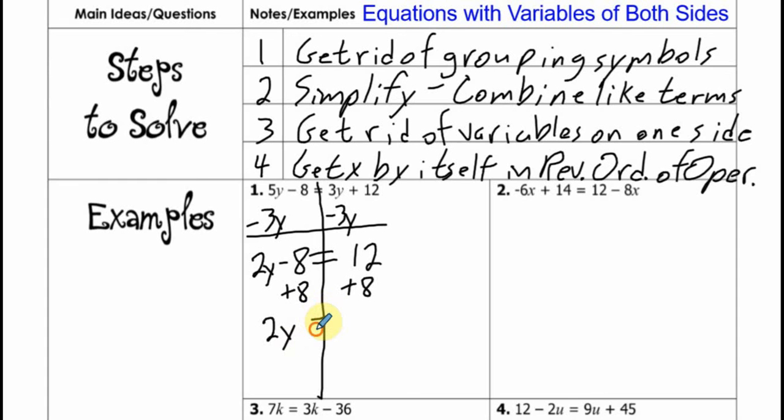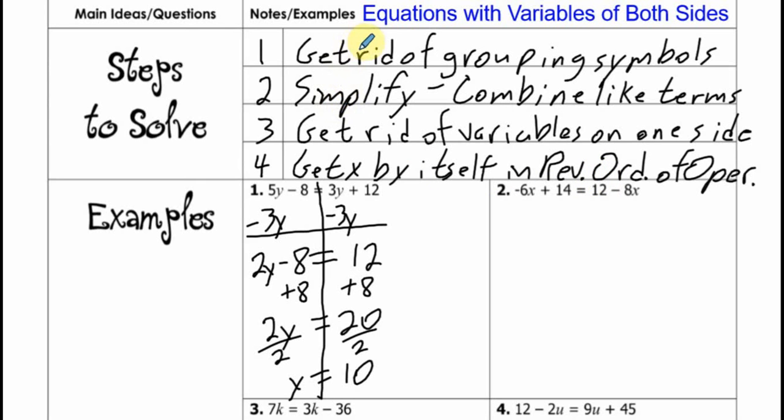2y equals 20. Divide by 2. Get y equals 10. Okay. Let's give this next one a try. All right, so left side, negative 6x plus 14. Right side, 12 minus 8x.